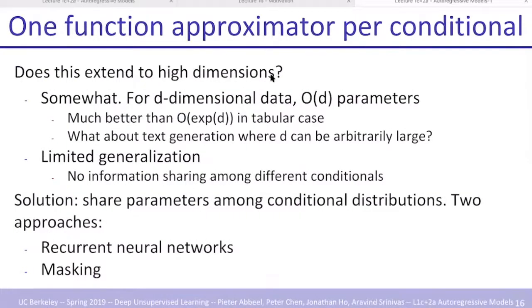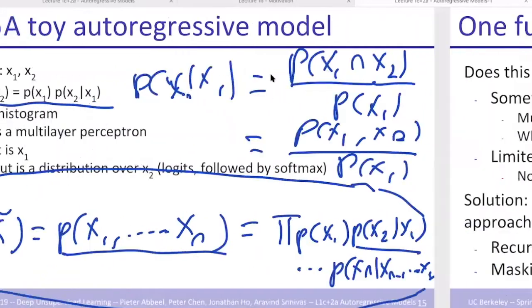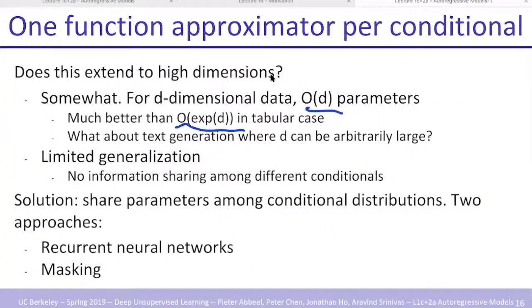Basically, in the tabular case, we see exponential time, big O, with the number of parameters growing exponentially. But in the autoregressive case, it's basically linear, because you just have linear models instead. In part this is due to the factorization. So that's why we see this speed up, right?